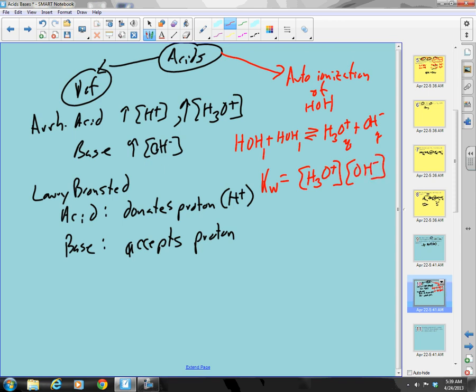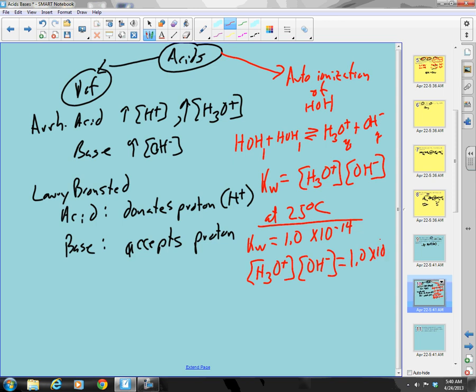Now, many things that we talk about in chemistry occur at about 25 degrees C, which is roughly room temperature. And at 25 degrees C, we've measured that Kw is equal to 1 times 10 to the minus 14th, which means at 25 degrees Celsius, the concentration of hydronium times the concentration of hydroxide equals 1.0 times 10 to the minus 14th.